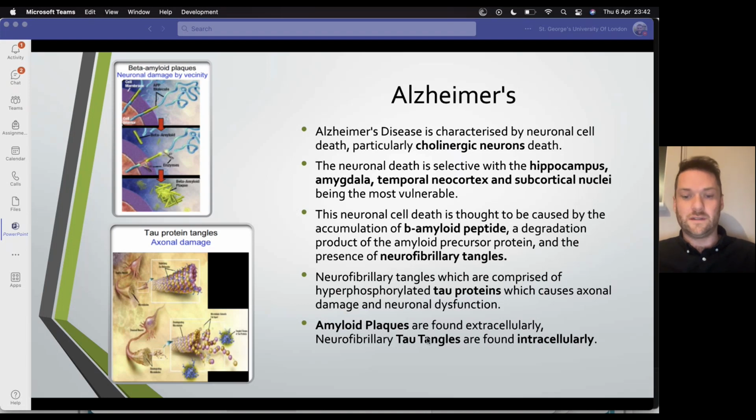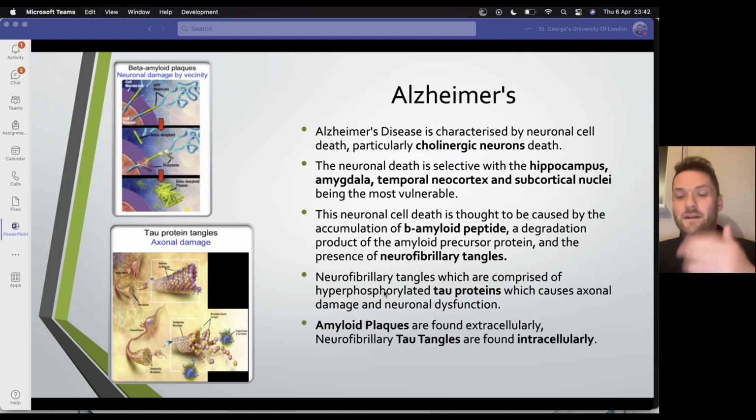Amyloid plaques, tau tangles. Amyloid plaques are caused by accumulation of beta-amyloid peptide, which is a degradation of the amyloid precursor protein. Now, key is that amyloid plaques are found on the outside. If you see this picture here, you get these sheets of beta amyloid peptide clumping together, and these cause neuronal damage by vicinity, but they're extracellular.